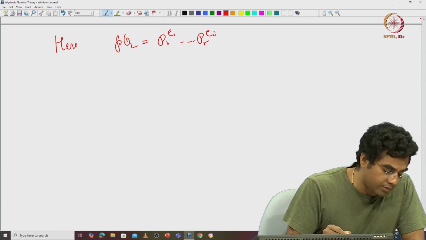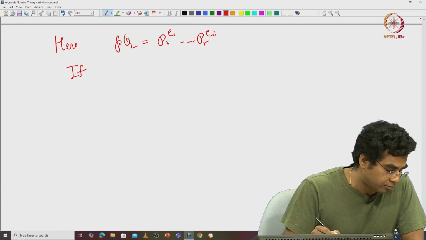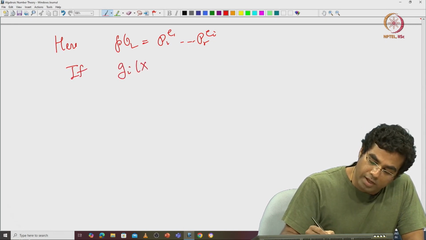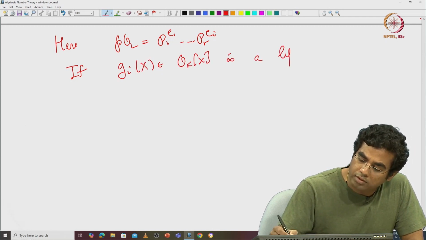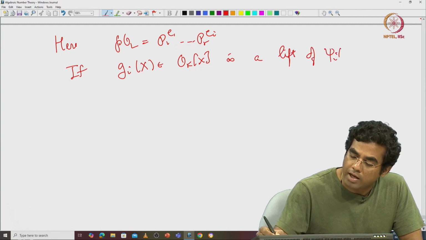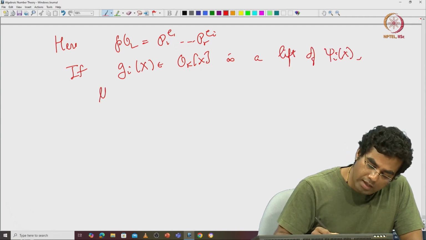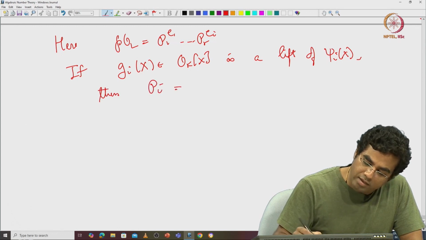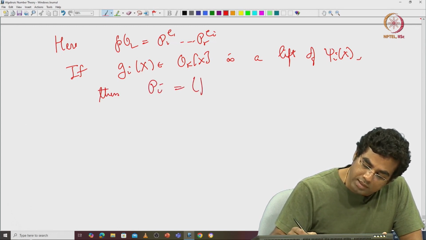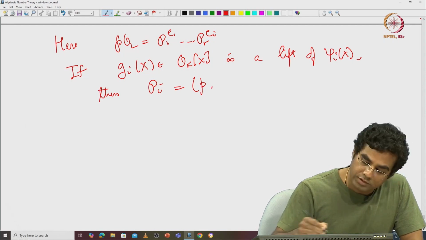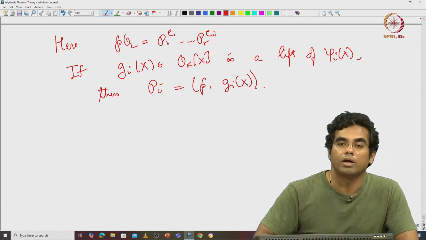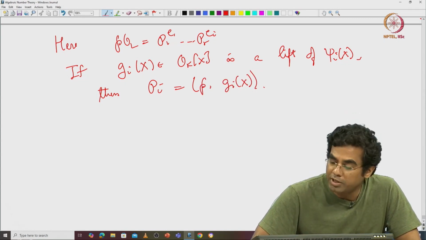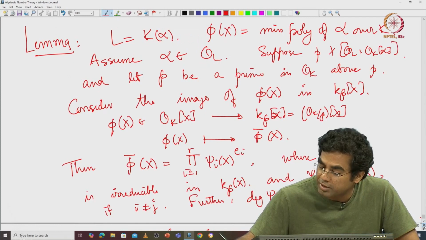Moreover, what we have is the following. If g i of x in O_K[x] is a lift of psi i of x, then P i is simply the prime ideal generated by p, sorry, not this kind of p, but the script P, and g i of alpha. Okay, so now we have pretty much complete information.